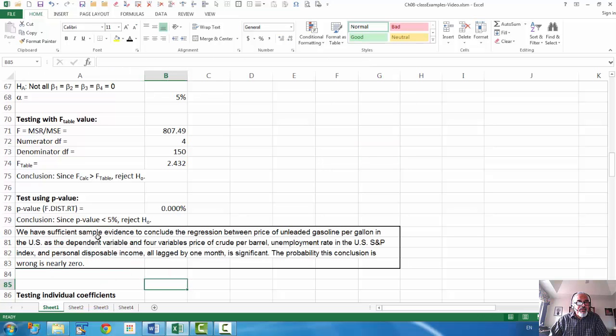So we have sufficient sample evidence to conclude that the regression between the price of unleaded gasoline per gallon in a given month in the US as the dependent variable, and the 4 variables, price of crude per barrel, unemployment rate, S&P, and personal disposable income, all lagged by 1 month, is significant. The probability this conclusion is wrong is nearly 0.